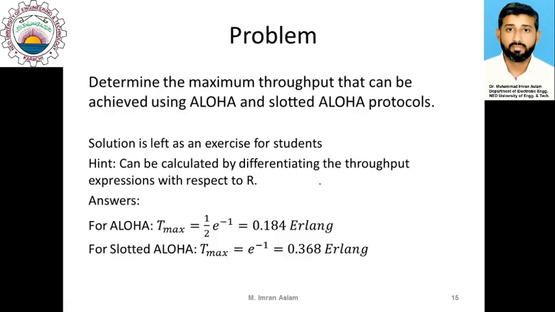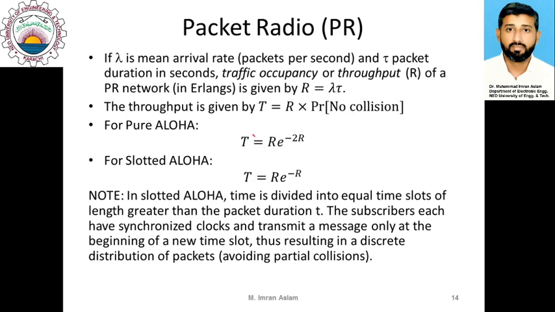Let us take a simple problem. Actually I'm not going to discuss the solution of this problem. What I want you to determine is the maximum throughput that can be achieved from the Aloha or slotted Aloha protocols. So what I want you to find is the maximum value of this throughput for these two types of systems, pure Aloha and slotted Aloha systems. So how can you calculate the maximum value, because this throughput is actually dependent on this traffic occupancy, which is given as R.